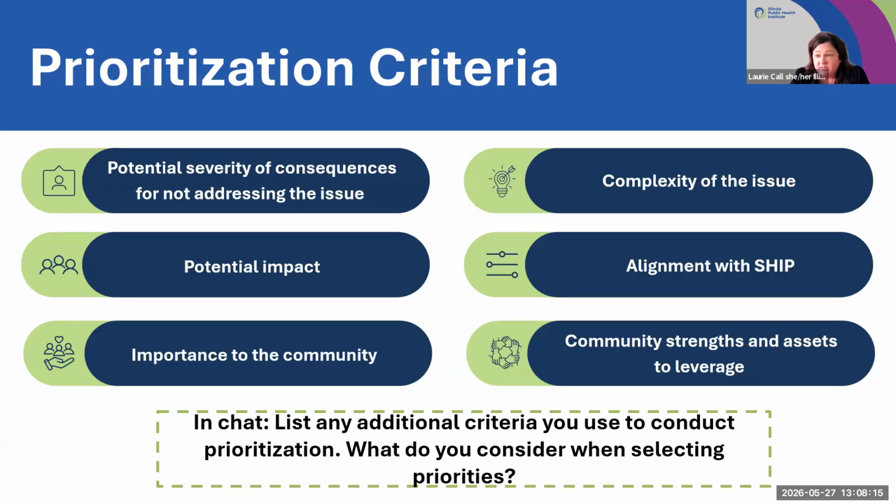Is it in alignment with the state health improvement plan? That's also a consideration that you may want to think about. You don't have to choose a priority that's in alignment with SHIP, but that is sometimes the prioritization criteria that people use. How important is it to the community and community members? Did it really surface to the top in that qualitative data that you collected and the community input data? Are there community strengths and assets that you can leverage? So this is just some prioritization criteria, and I'm sure that you have others.